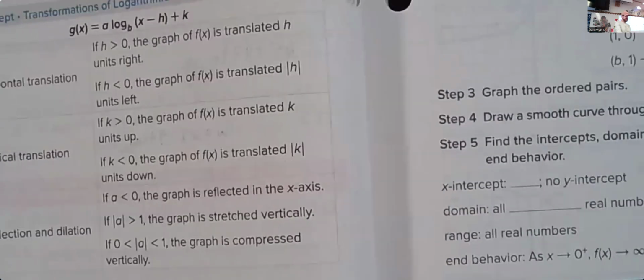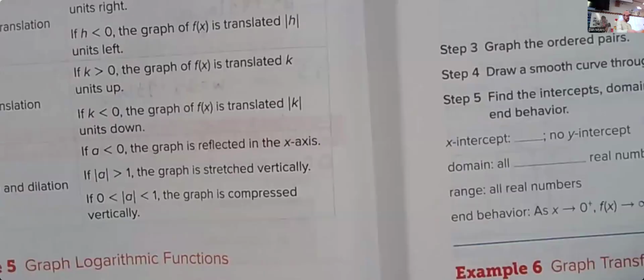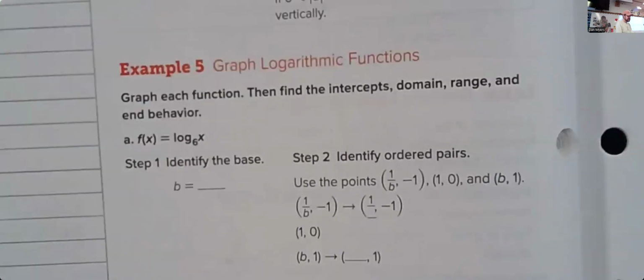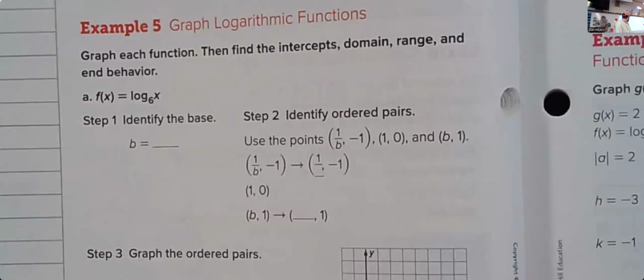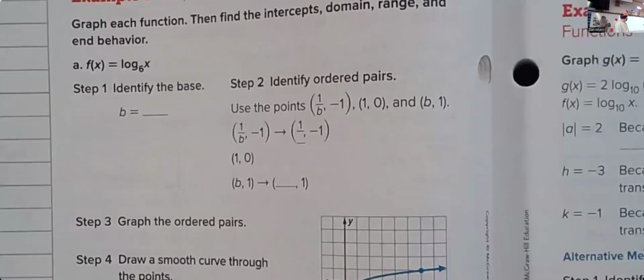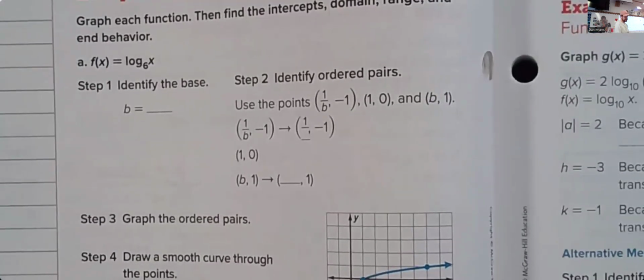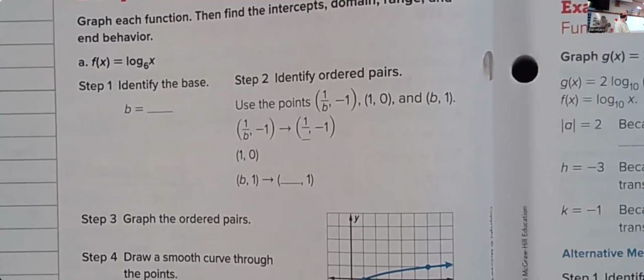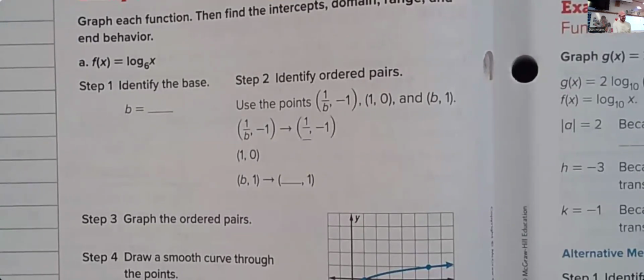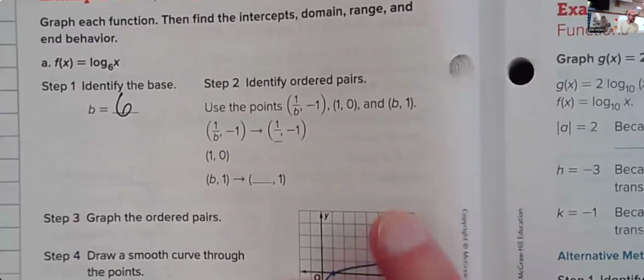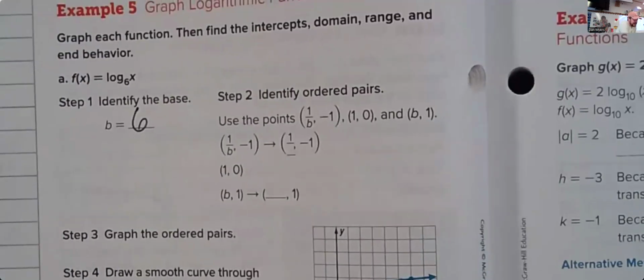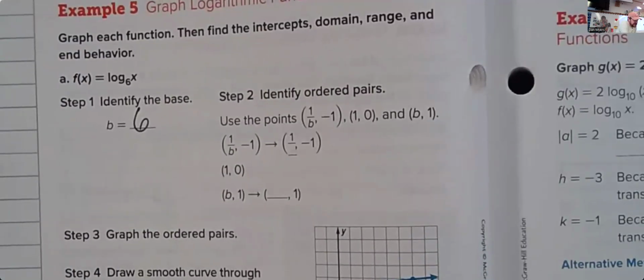So let's keep going. All right, graph each function. Find the intercepts, domain, range, and end behavior. So step 1, identify the base. F of x equals log base 6 of x. What's the base? 6. All right. And it says to use some points. So we got 1 over b.